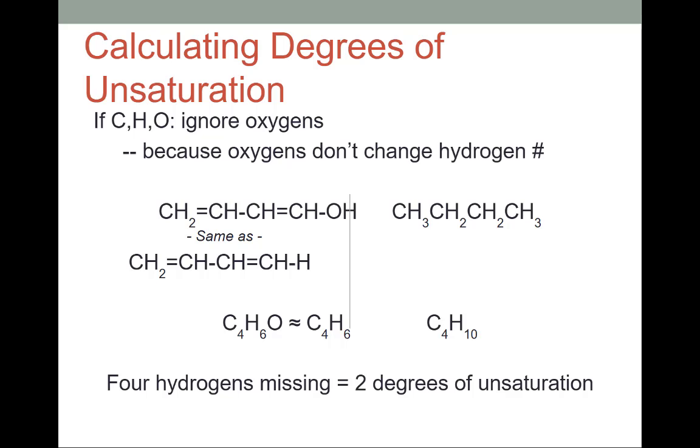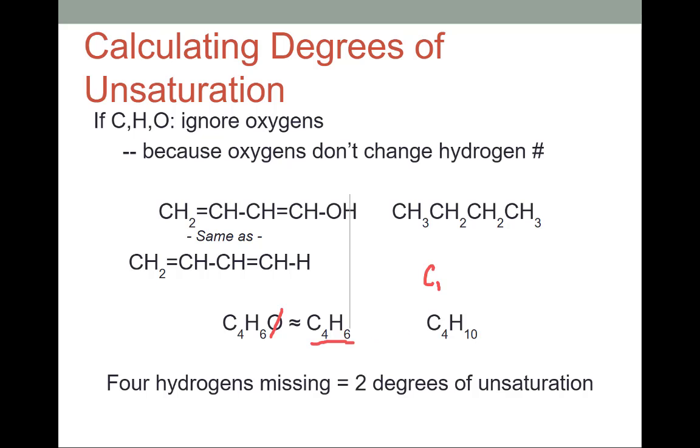If I have an oxygen, we said before that we're going to ignore them, because adding an oxygen doesn't change the number of hydrogens present. And so again, here are the structural formulas to look at. But if I was given a formula like C4H6O, again, that could represent any number of compounds. What I'm going to do is ignore that oxygen, so I'm going to pretend that it looks like C4H6.